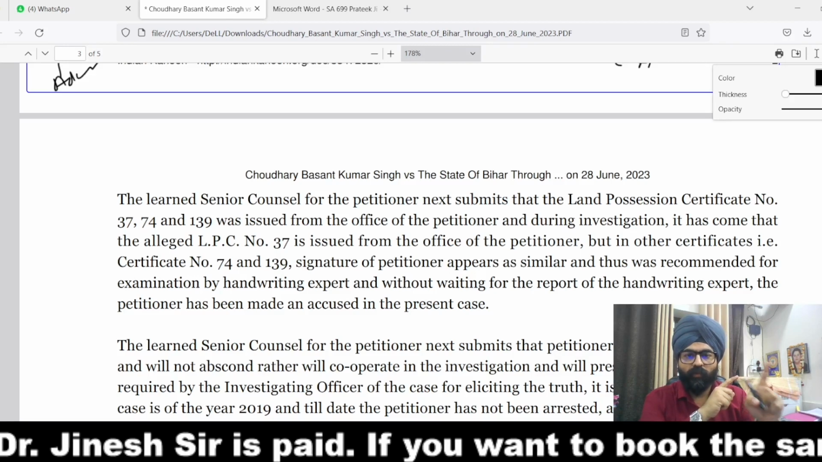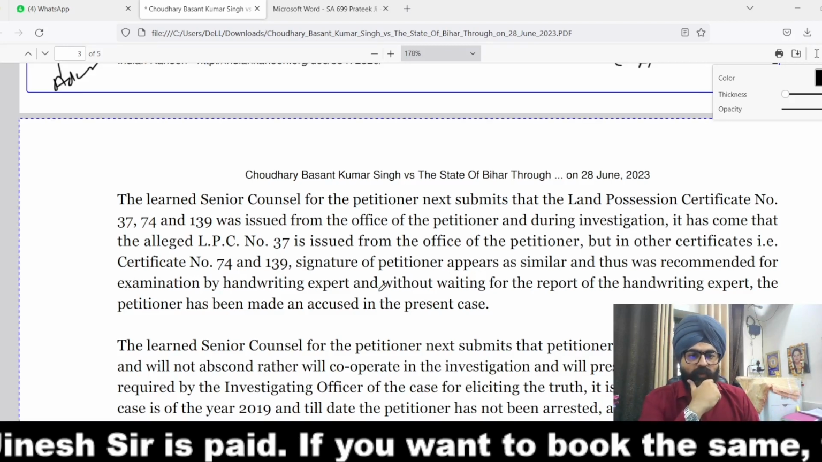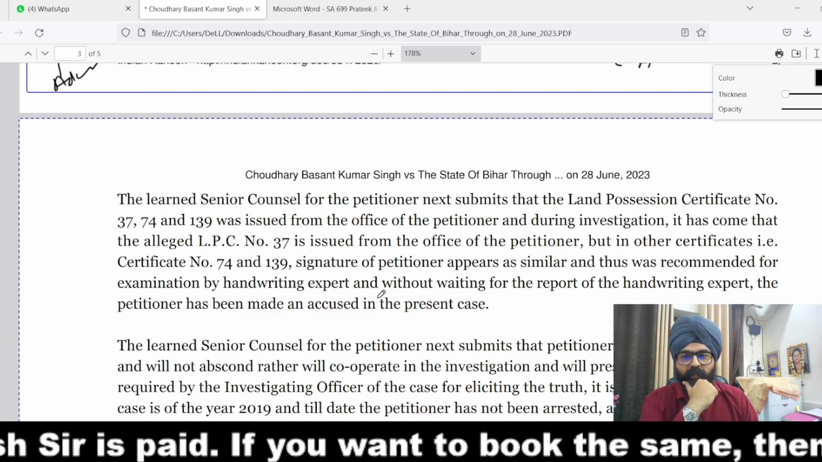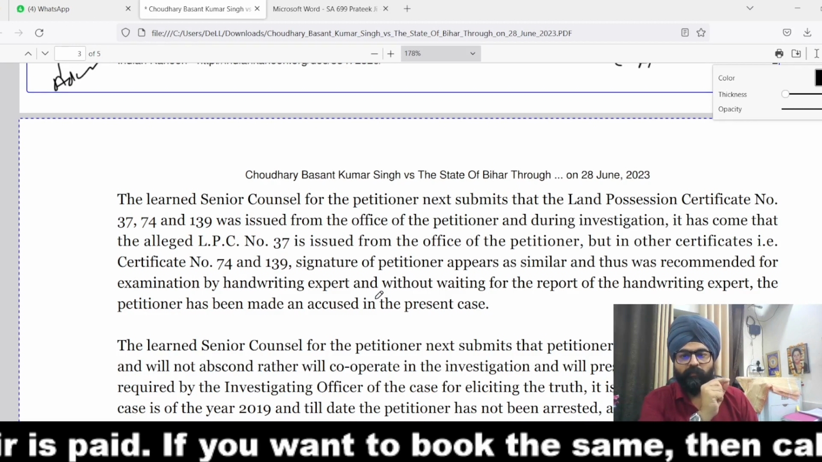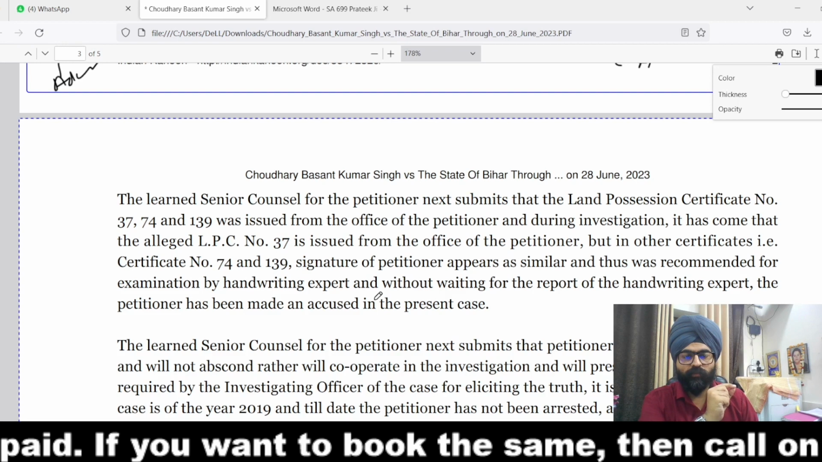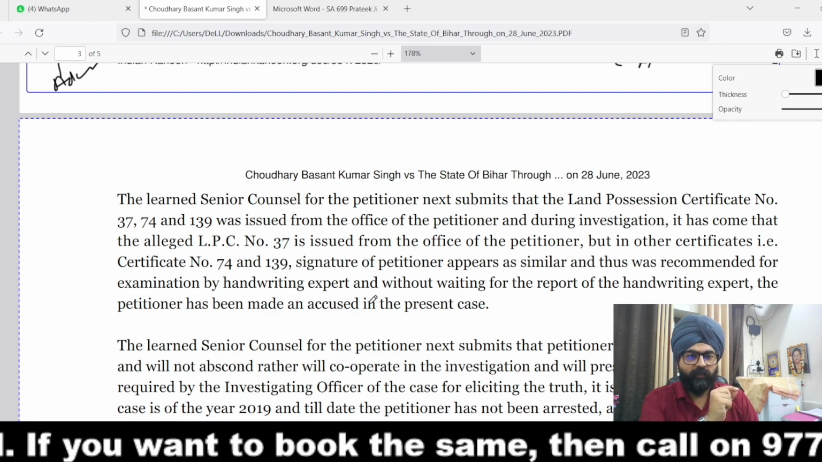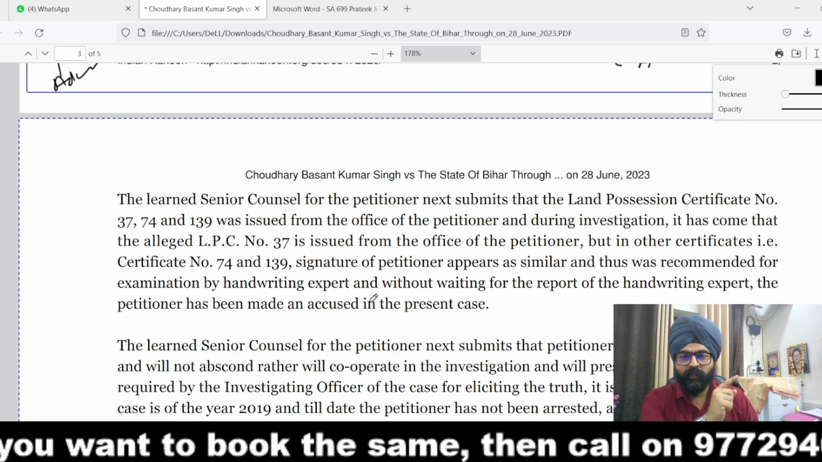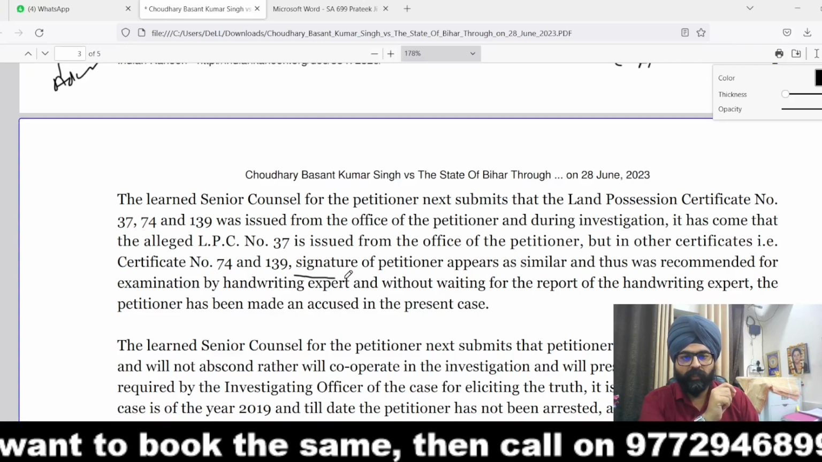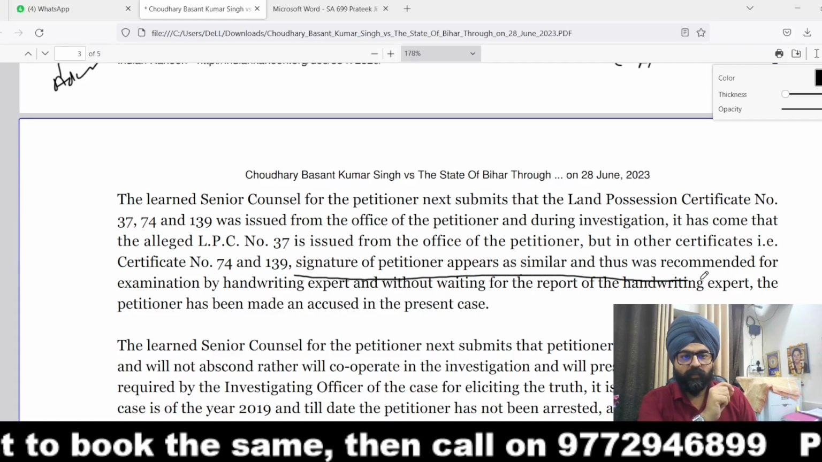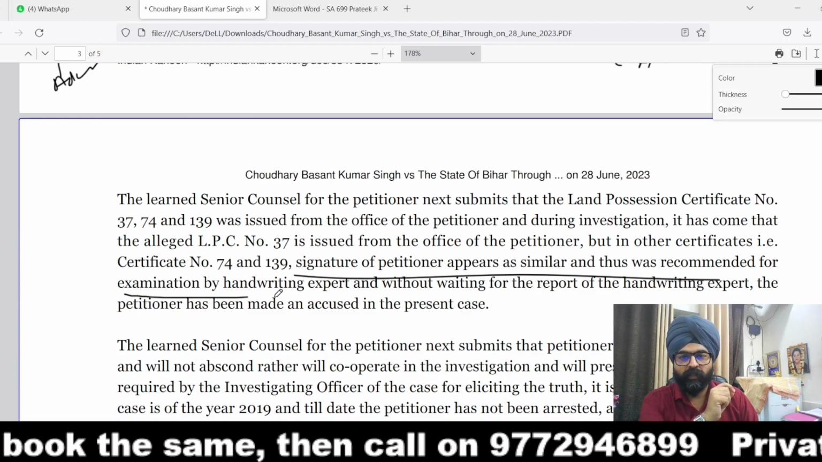He submitted that the land possession certificate number 3474139 was issued from the office of the petitioner, and during investigation it has come out that the alleged LPC, meaning land possession certificate number, is issued from the office of the petitioner, but in other certificates, meaning certificate number 74139, the signature of the petitioner appears similar, thus it was recommended for examination by the handwriting expert.